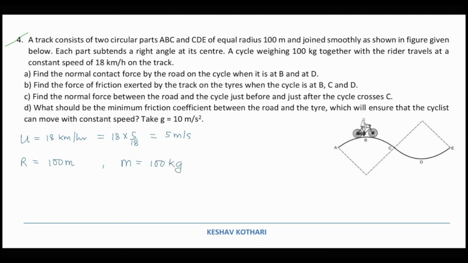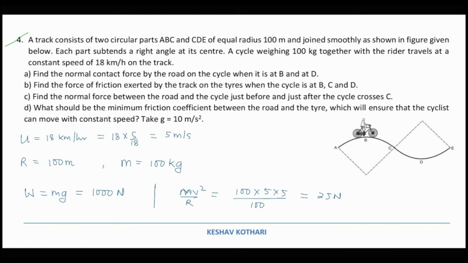So the things we will be frequently using in this problem is the parameter of weight, which is equal to mg. We are taking g as 10, so it comes out to be 1000 Newton. And the next parameter which we'll be using is mv square by r. If we calculate this, I can write it as mass, which is 100, into v square upon r, that is 25 upon 100. So this is equal to 25 Newton. So these are the two parameters which we will be using more frequently in this problem.